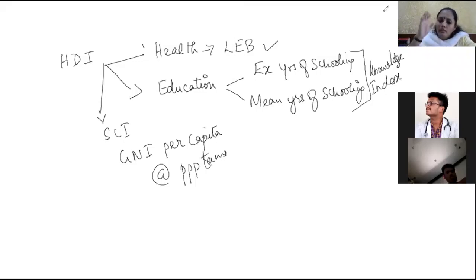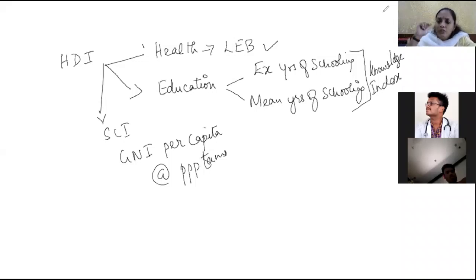In case of health and education, we have seen the indicators. In case of your standard of living, we want to see the per capita income. I hope you all remember the per capita income formula that I taught you in the first session. That will be national income by population, right?